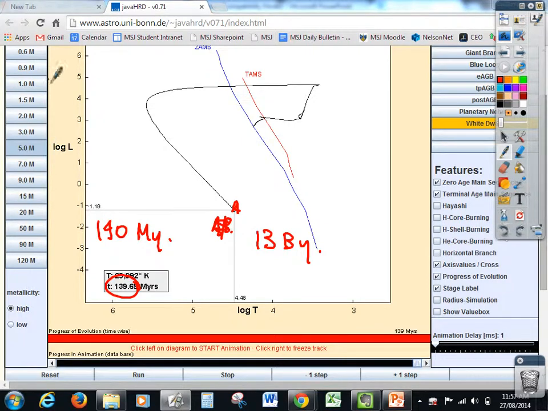Most of these stars here will all go the same way. The process is they stay on the main sequence for most of their life, about 90% of their life. Then they swell up and become a red giant, and then collapse very rapidly to become a white dwarf.